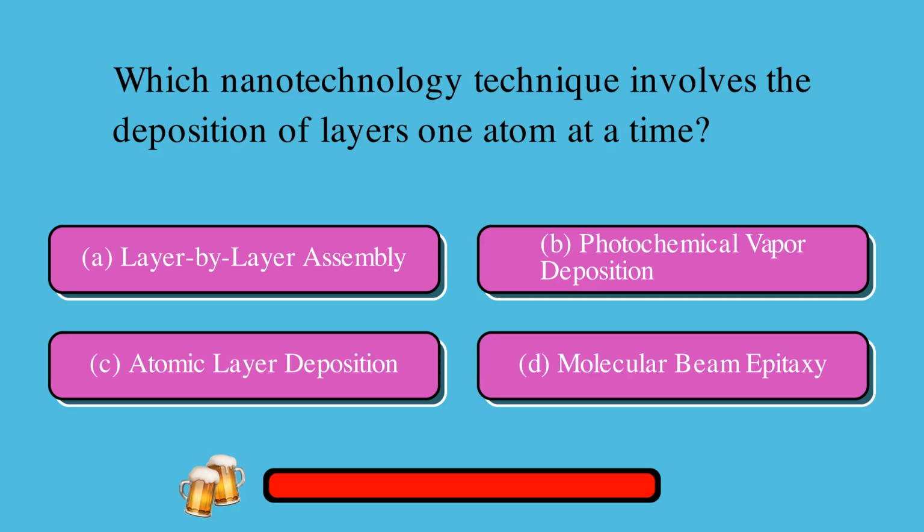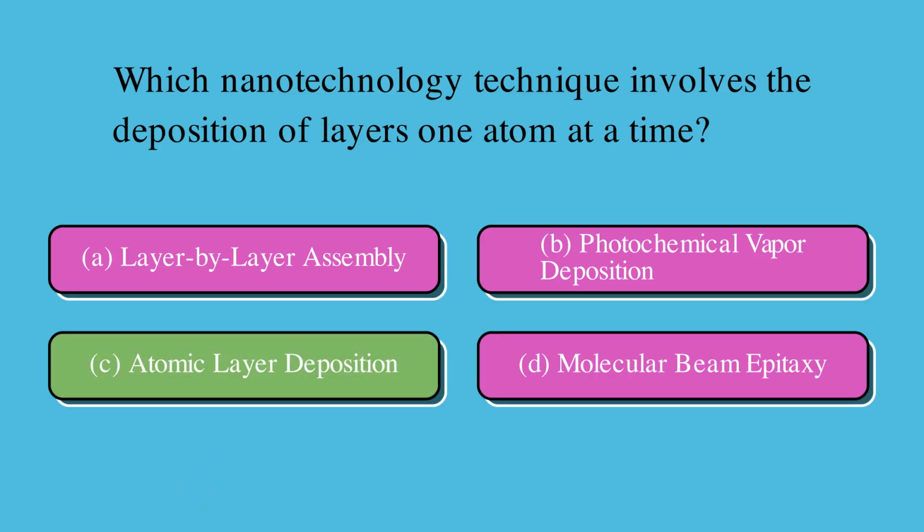Which nanotechnology technique involves the deposition of layers one atom at a time? Is it A, layer-by-layer assembly, or B, photochemical vapor deposition, or C, atomic layer deposition, or D, molecular beam epitaxy? The correct answer is C, atomic layer deposition.